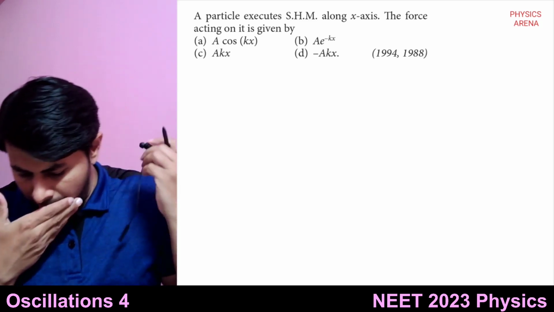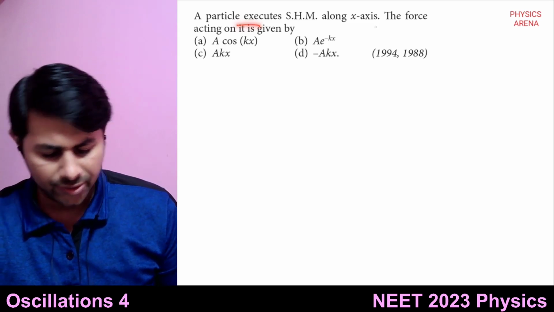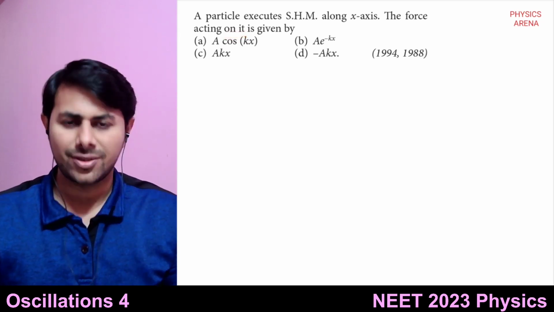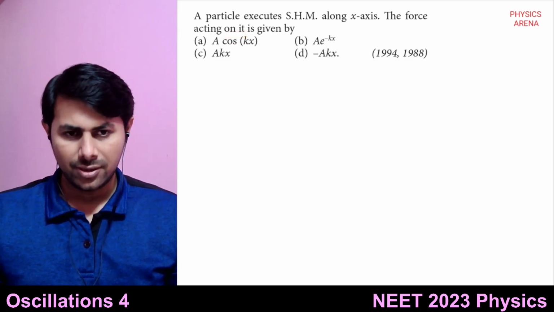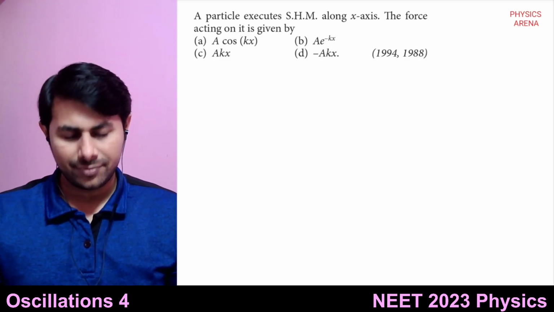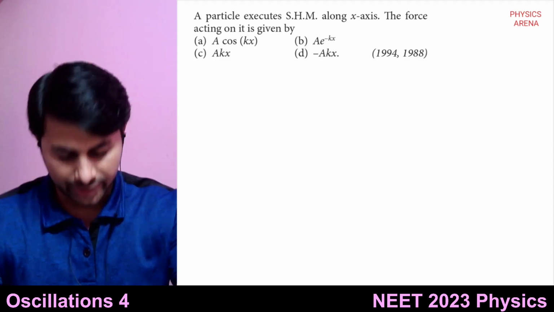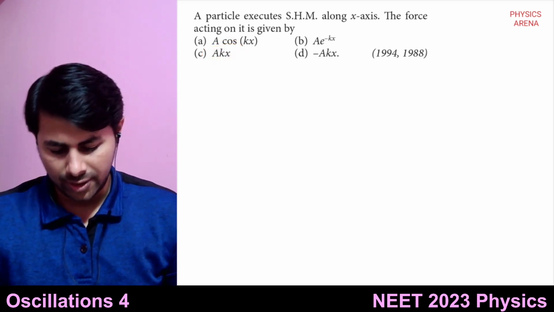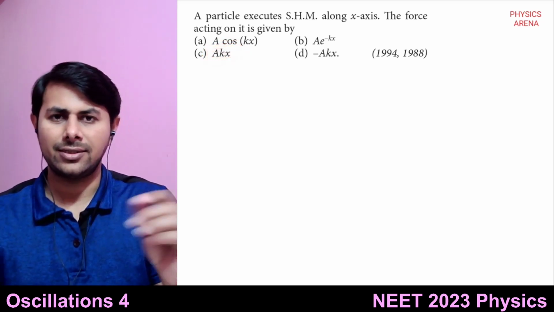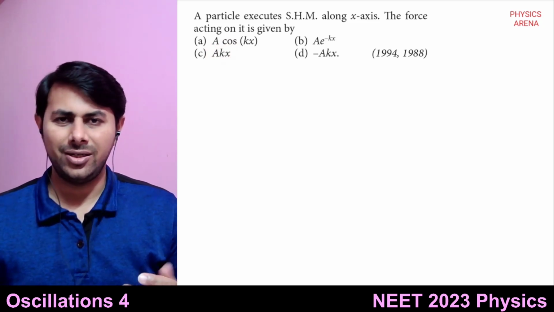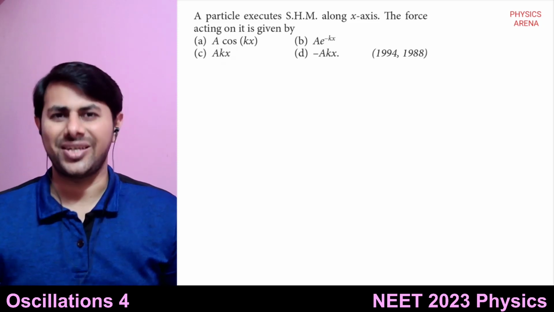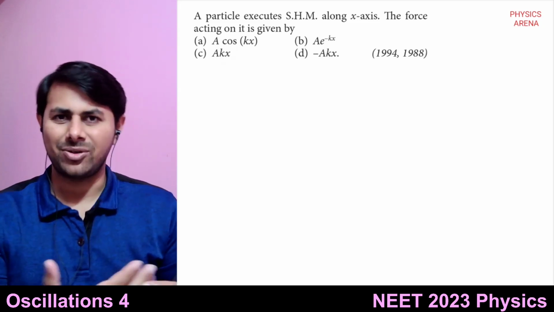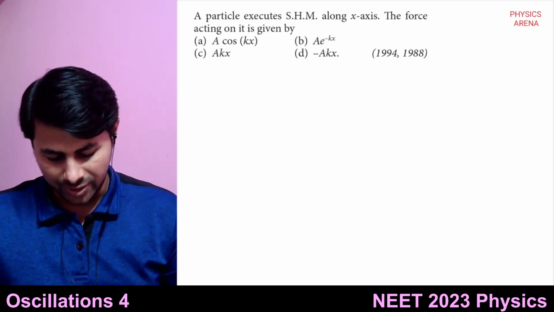See, this one, a particle executes SHM along the x-axis. The force acting on it is given by. Tell me, it's option D. See, in option C, what is the problem? Here, the force goes on increasing. The restoring force goes on increasing as x increases. That means there will not be any restoring. On the contrary, it pushes that object away from the center. Okay, so C cannot be an answer. Only option D.